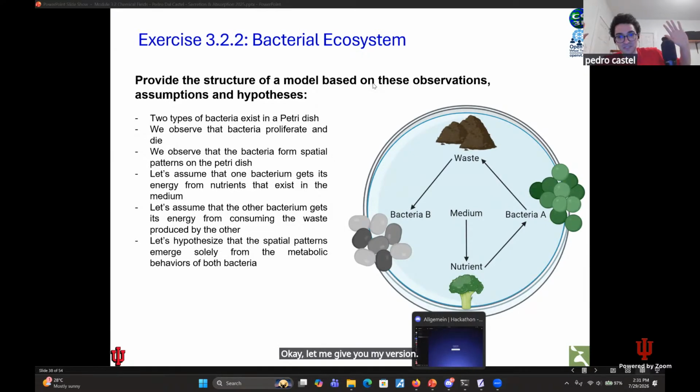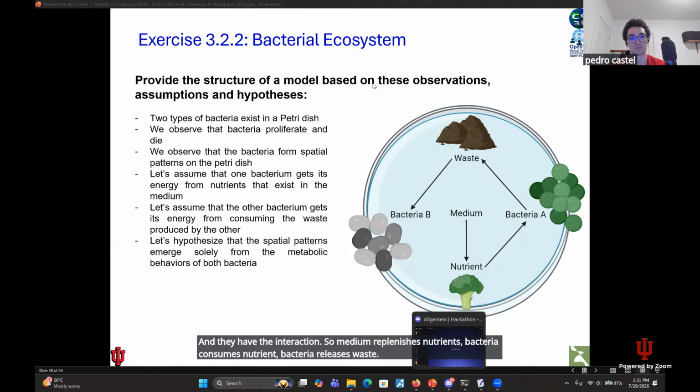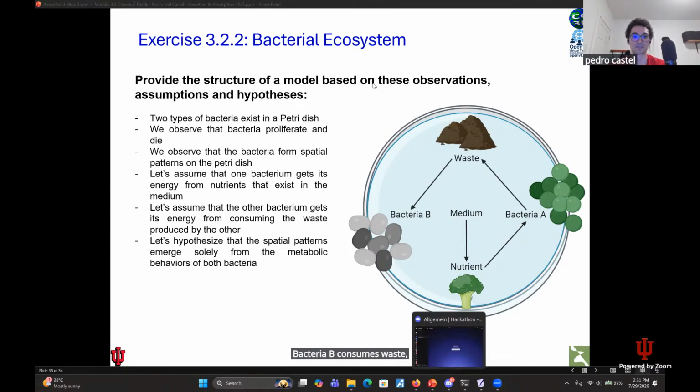Okay. Doesn't mean it's correct. Everything here is up for debate. This is my version. I have medium, bacteria A, bacteria B, nutrient, and waste. And I have the interaction. So medium replenishes nutrient, bacteria A consumes nutrient, bacteria A releases waste, bacteria B consumes waste and does not consume nutrient. This is just a reminder. And there is zero surface tension between all cells. So I am explicitly stating that there is no adhesion, not necessary.